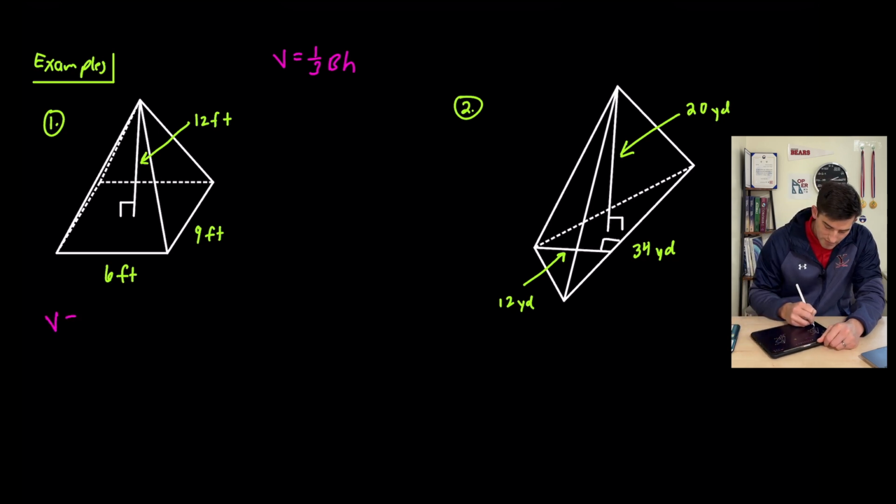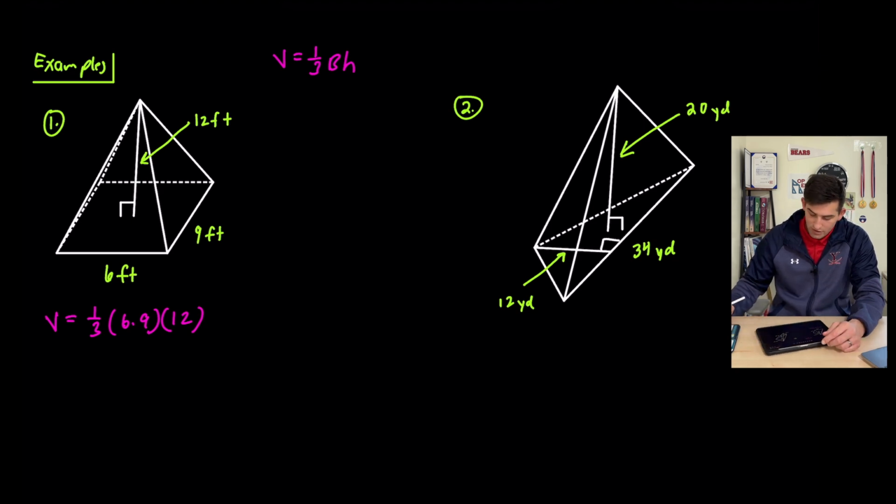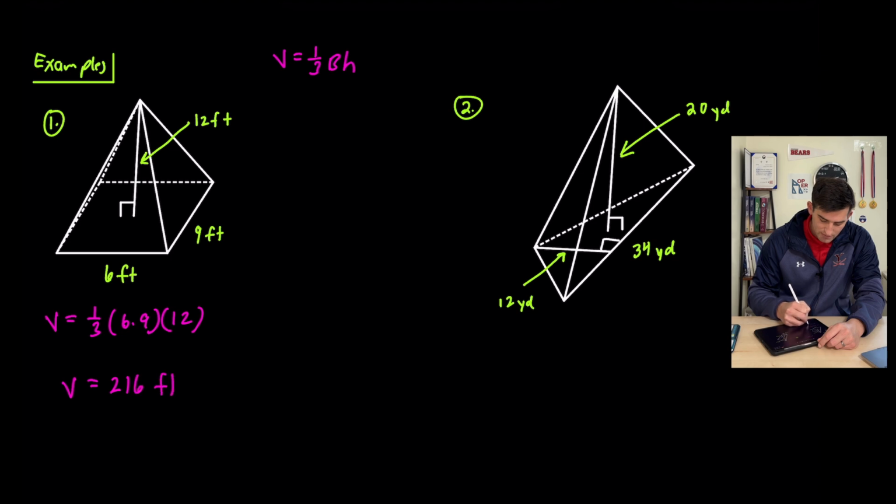So for number one, we can say volume equals 1/3. The area of our base would just be 6 times 9, and then our height would be 12. All right, so we just go and we do 6 times 9, which is 54. 54 times 12 is 648, and then we could divide that by 3 to get a volume of 216 cubic feet.